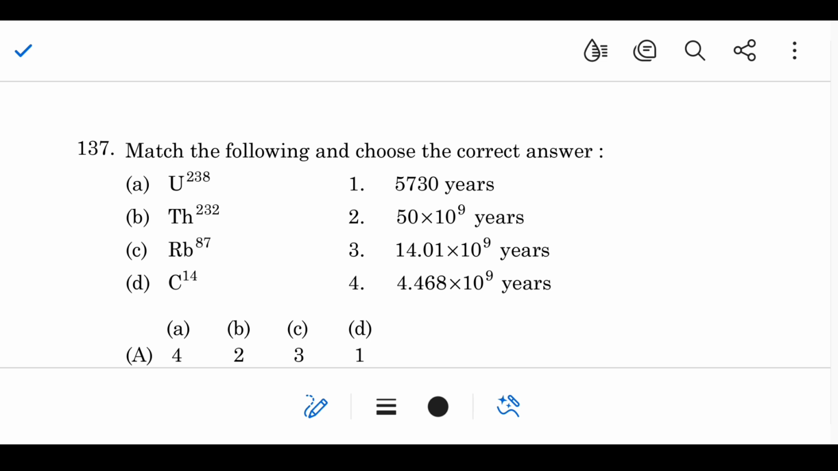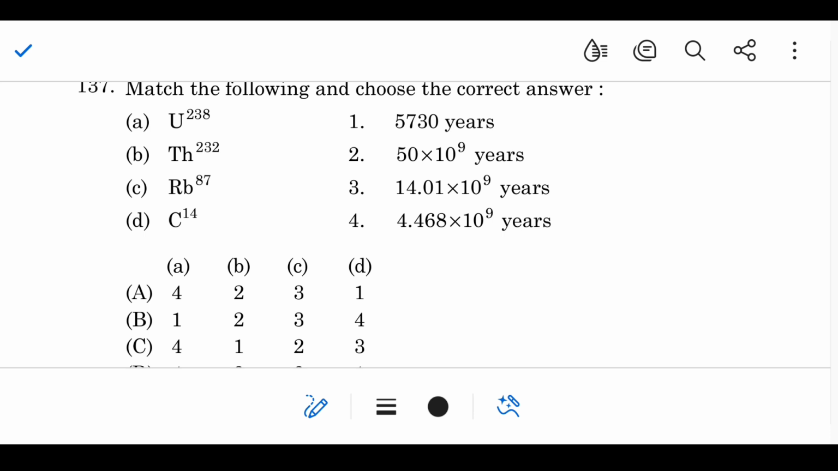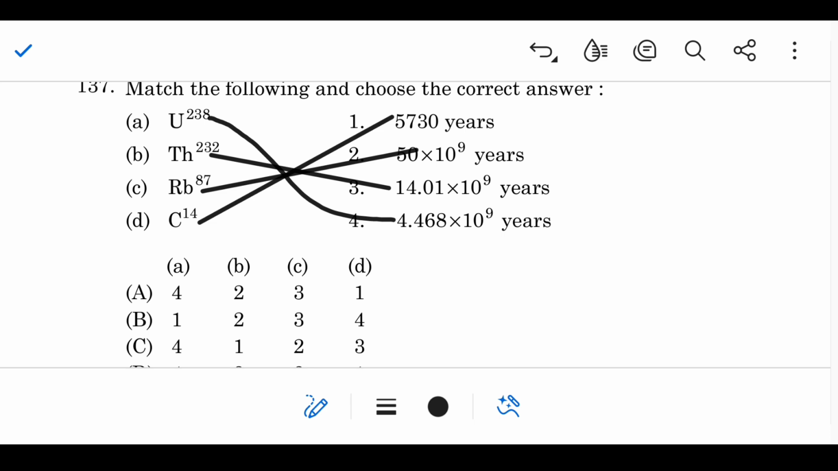First, we also know uranium-238's age is similar to the Earth's age, 4.5 billion years. Carbon-14 is 5,730 years. Thorium has the highest half-life period, 14 billion years. Rubidium is 15 billion years. Okay, 15 billion years. So the correct answer is 15.